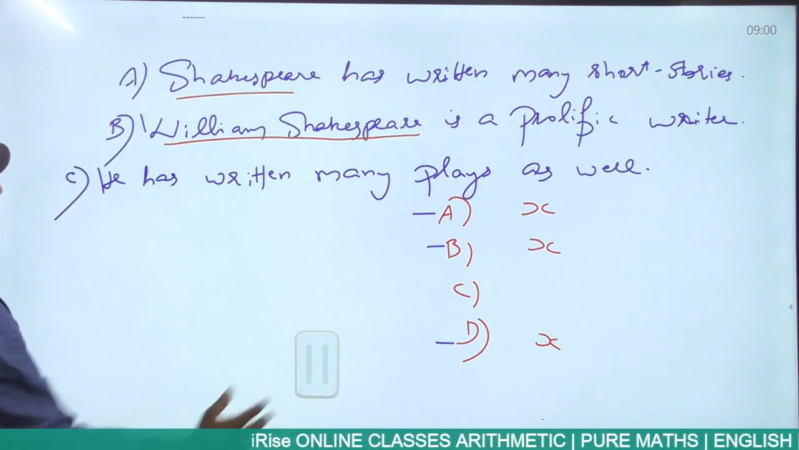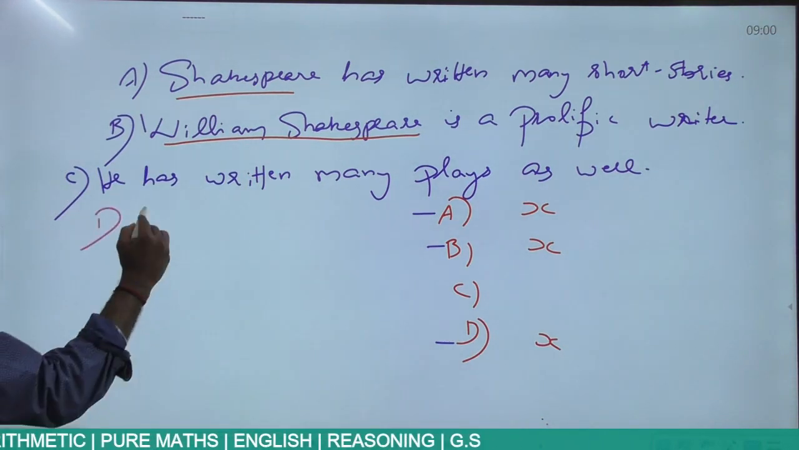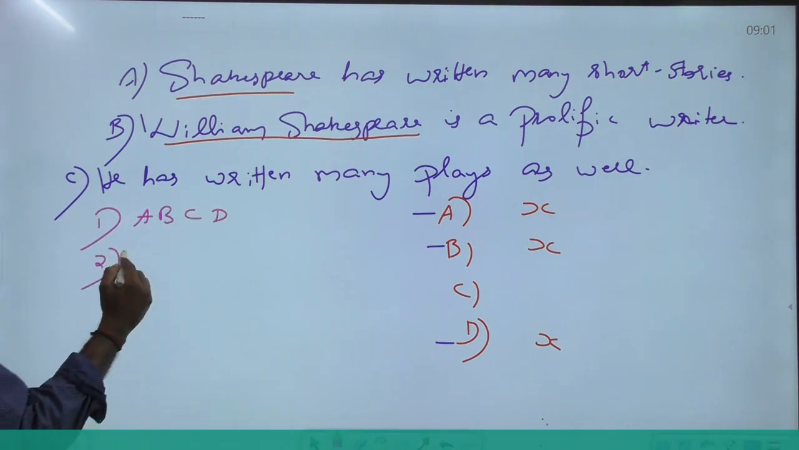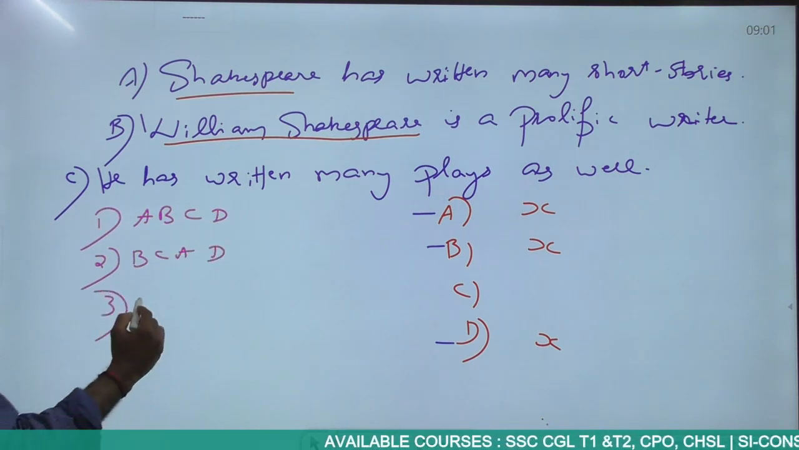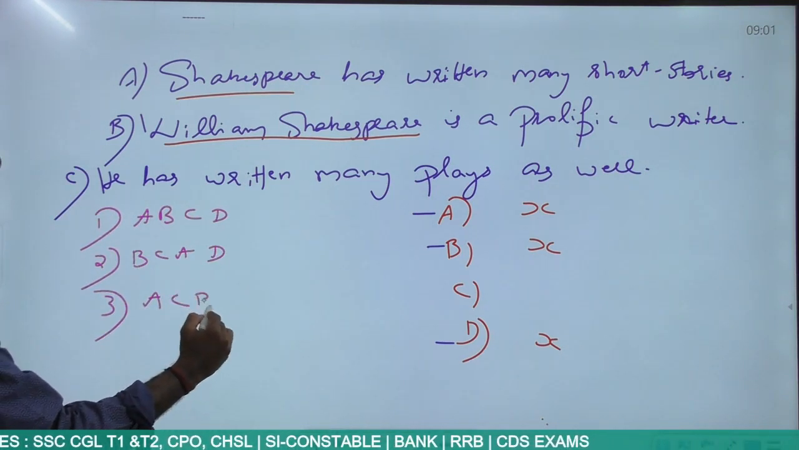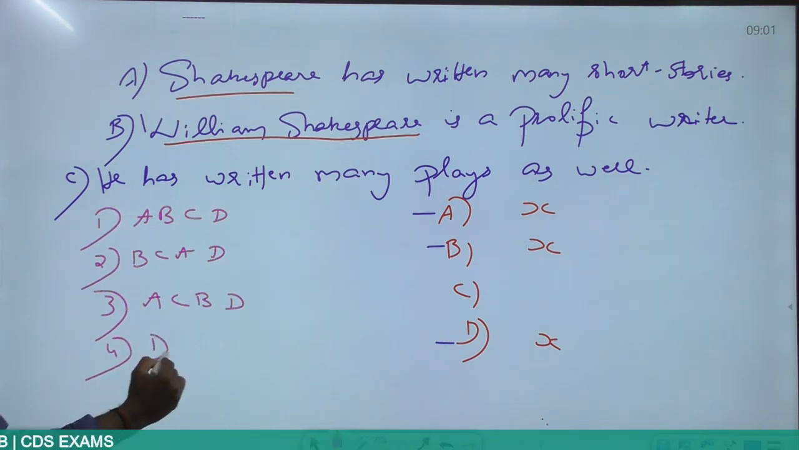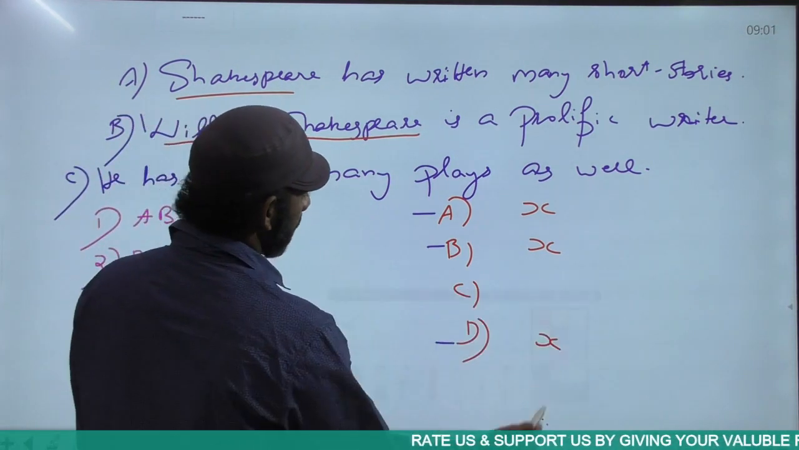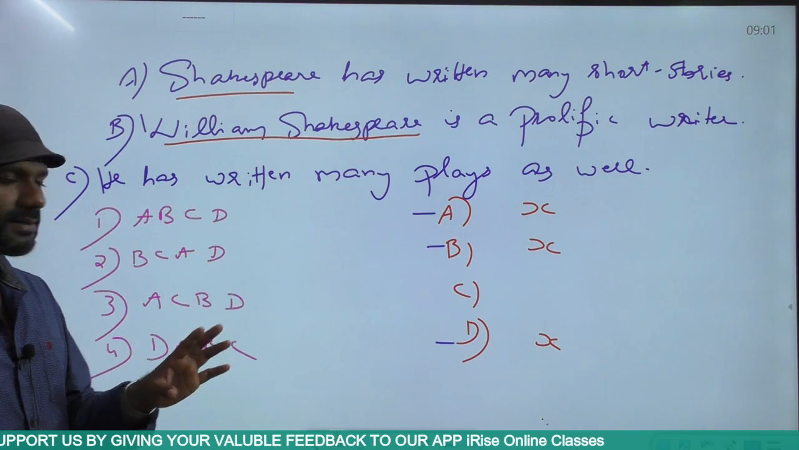Now to this question, I give you options like option 1, A, B, C, D. Option 2, B, C, A, D. Option 3, A, C, B, D. Option 4, D, A, B, C. I give you four options to this question. Now A, B and D contain mention about the same word. That means these three sentences are talking about the same topic. So these three must come together.